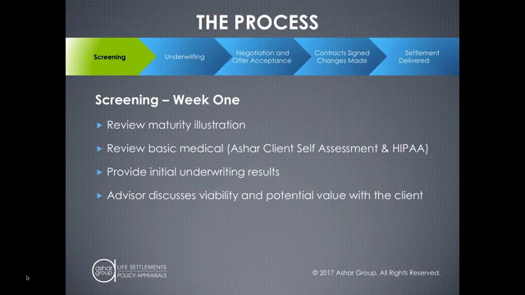And at that point, you're either going to move forward or you're going to note your file and move on. But either way, you're going to know this in week 1. All we need to do is review a current illustration so we can look at the values, and we can do our analytics. We can make some longevity assumptions.